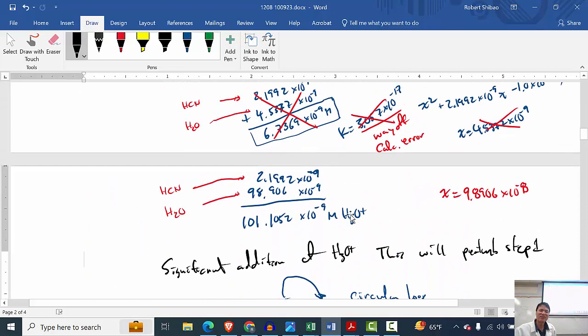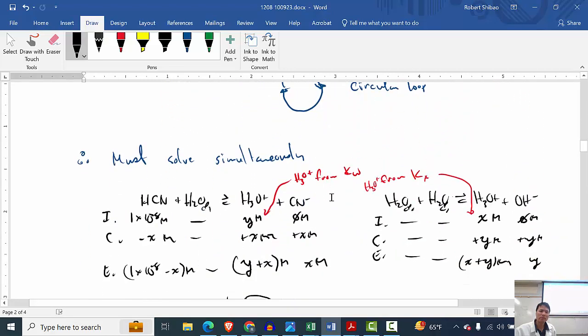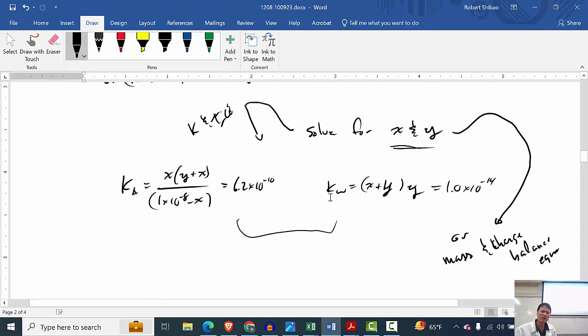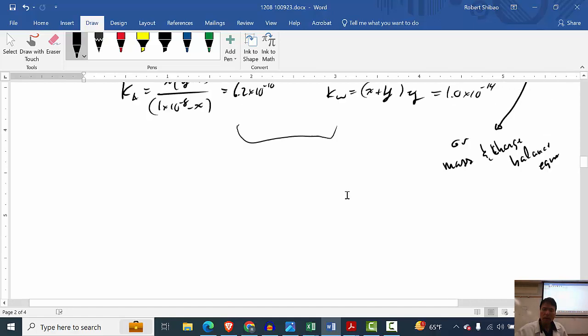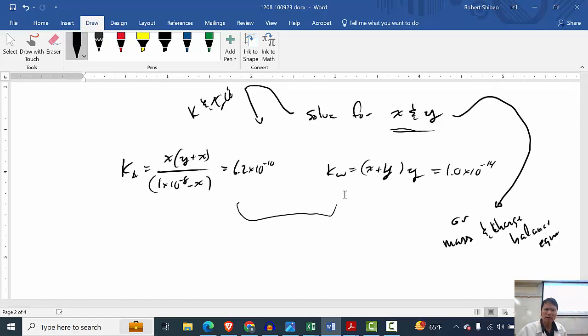But the reason we have to do it simultaneously is because of this perturbation. So whenever we have simultaneous equilibria, it's going to be tough. We try to avoid that by doing stepwise equilibria, which is much easier. And so we just end up here. That's about it. Rest is difficult.